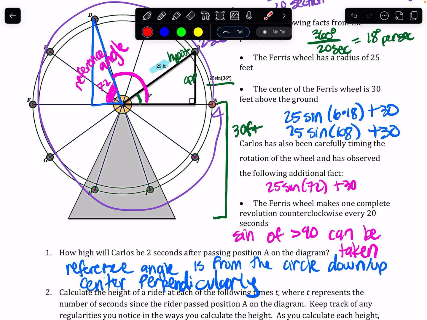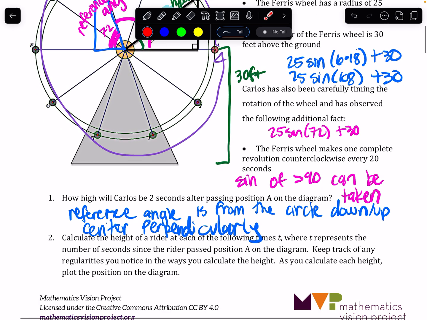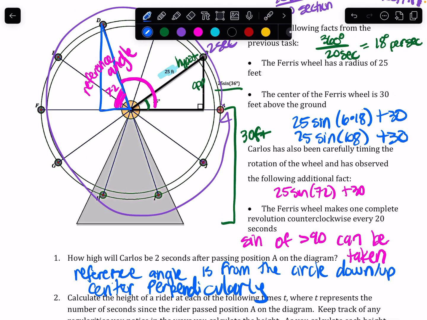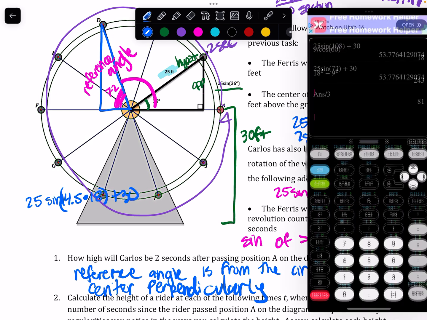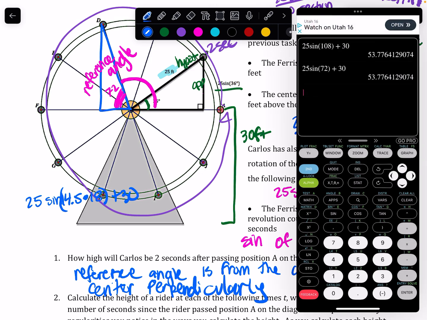So for example, let's say we take 14.5 seconds, which was one of the ones that you were looking at. So if we do 25 sine of 14.5 times 18 degrees, because remember we're doing 18 degrees per second, and then we add 30, right? So if we go to our calculator, I'm just going to put in the sine of 14.5 times 18. And notice it gives us a negative value. The sign is negative because this was below the center.